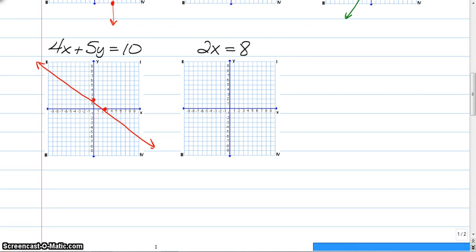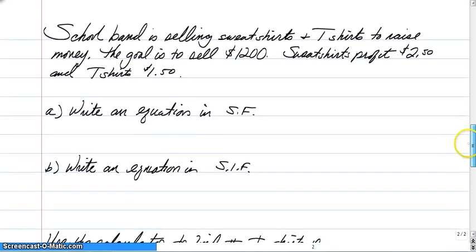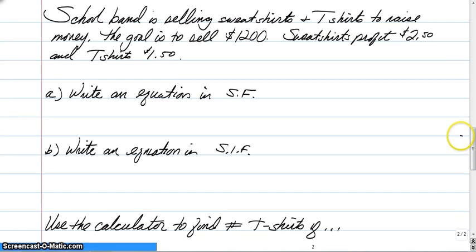And the last example, 2x is equal to 8. That means x is equal to 4. So all you had to do is graph a vertical line at x equals 4. And that concludes quick graphs, but we're not done. We're going to talk real quick about an application problem.